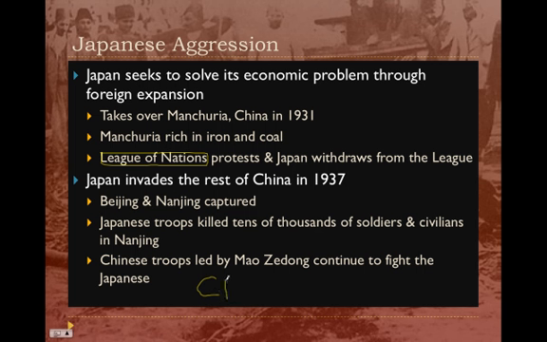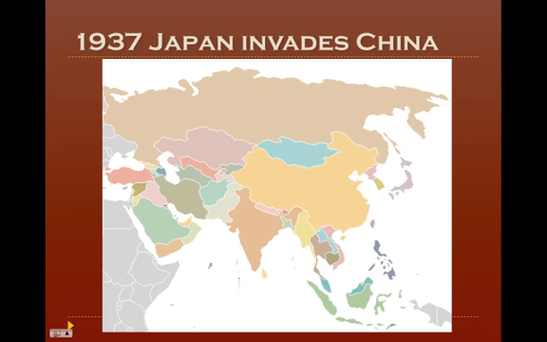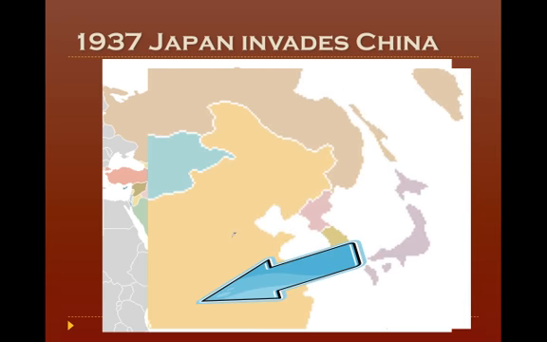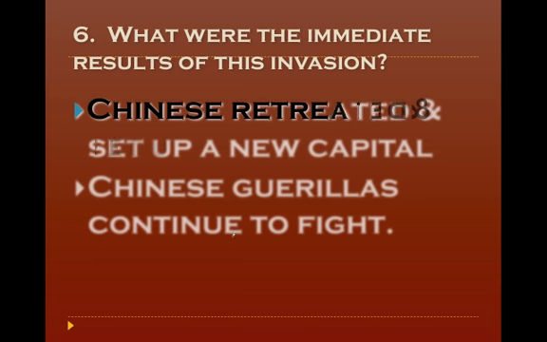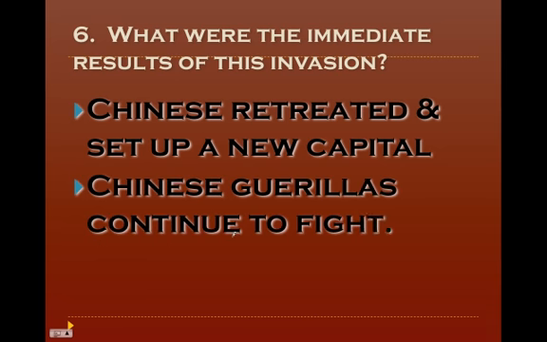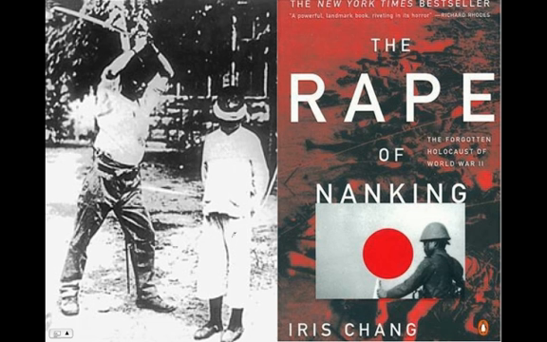Remember, Mao Zedong was a communist. He was fighting the nationalists. These two groups are like, I hate you, no, I hate you more, oh my god, you're such a jerk. But then once Japan starts attacking, they're like, hey, best friend, let's attack them. Just an important thing to remember. So you see here, they attack the rest of China. How do the Chinese react? Chinese retreat and set up a new capital. Chinese guerrillas continue to fight.